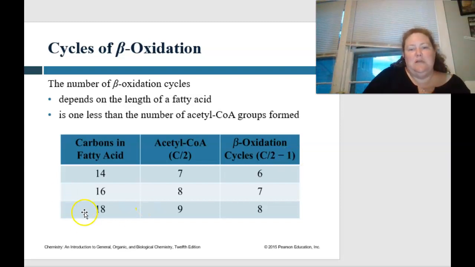And so these are just a couple examples. 18 divided by 2 is 9, so you're producing 9 acetyl-CoA from an 18-carbon fatty acid in 8 rounds of beta oxidation. Right? Great job.